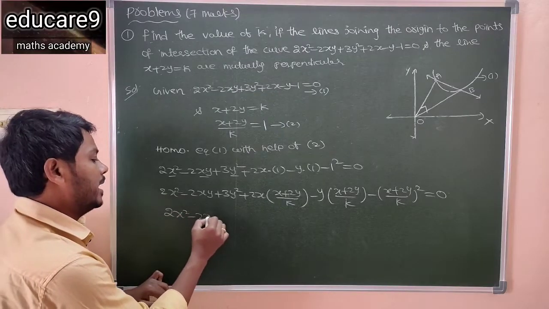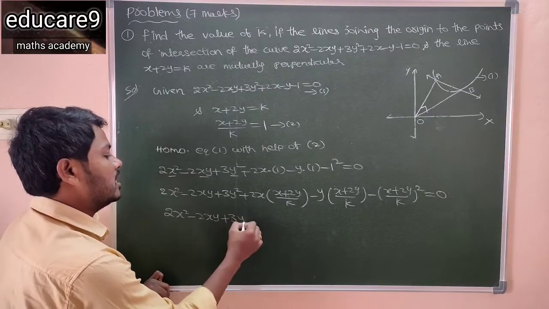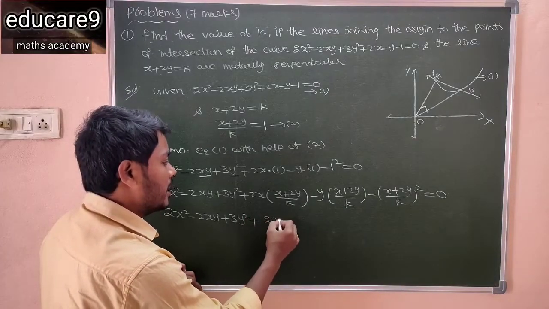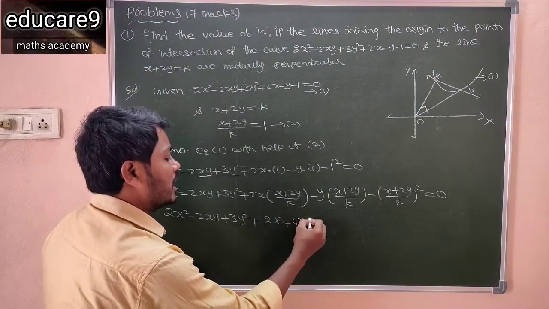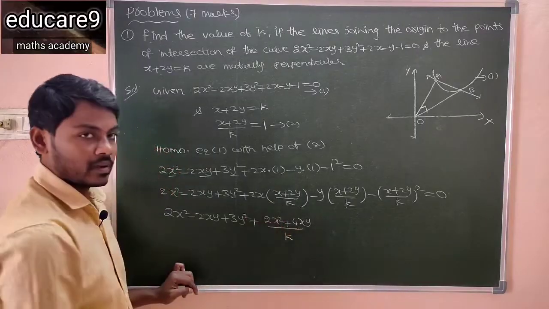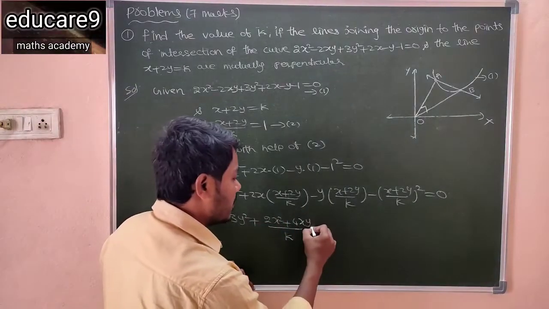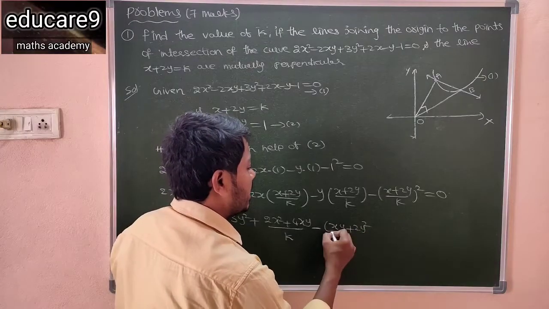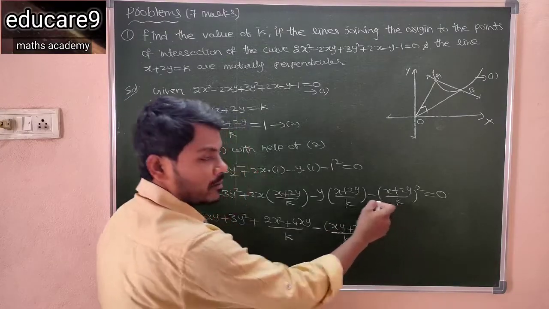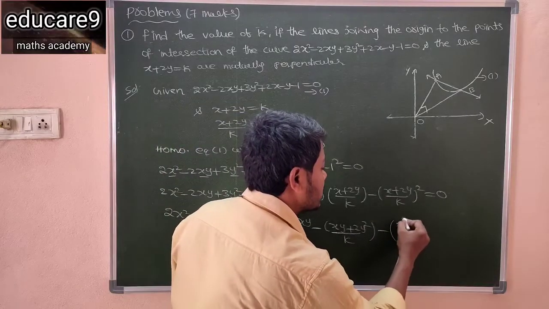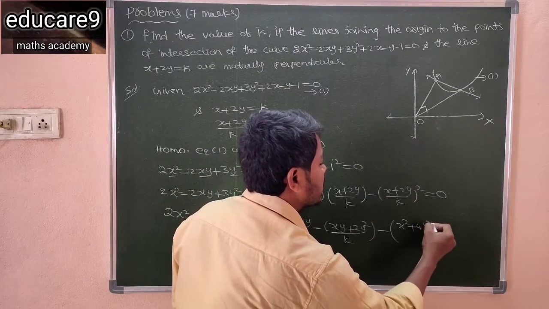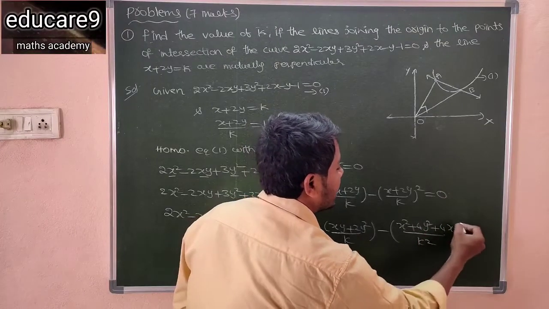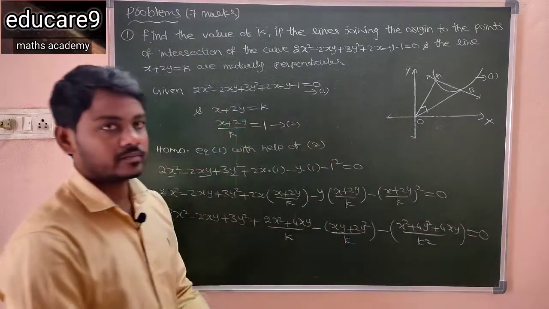2x² − 2xy + 3y². So multiplying inside, what you get? 2x² + 4xy/k. Okay. So next here, minus (xy + 2y²)/k, and minus (x² + 4y² + 4xy)/k² is equal to 0.